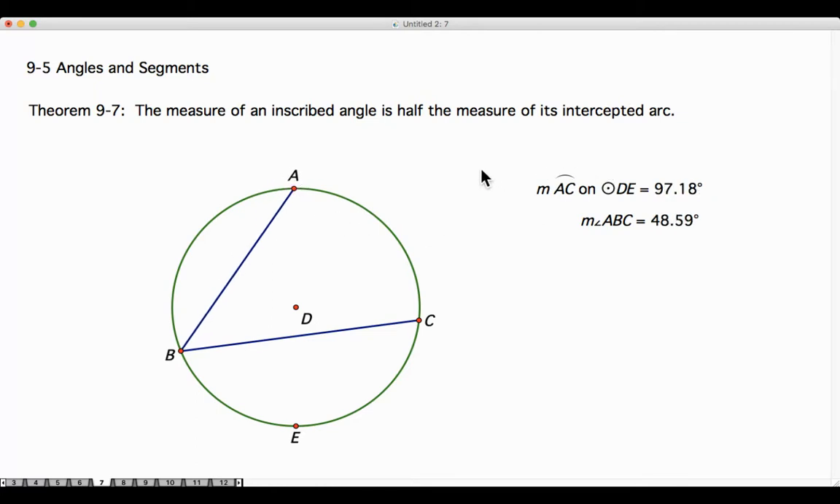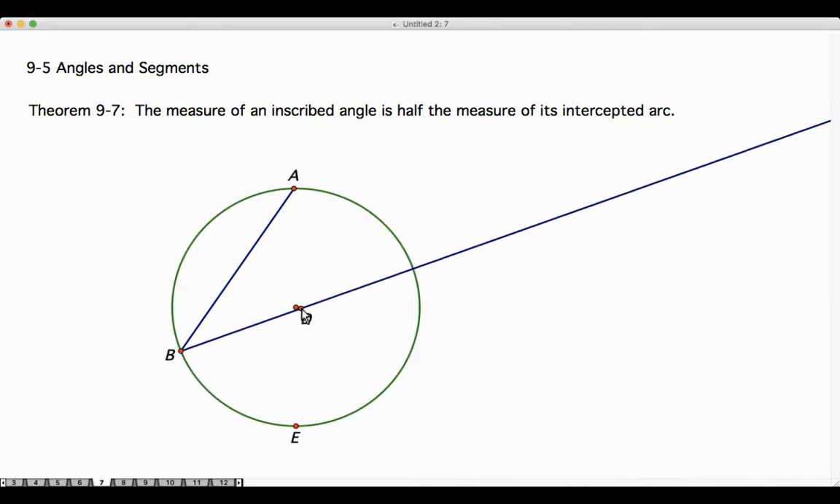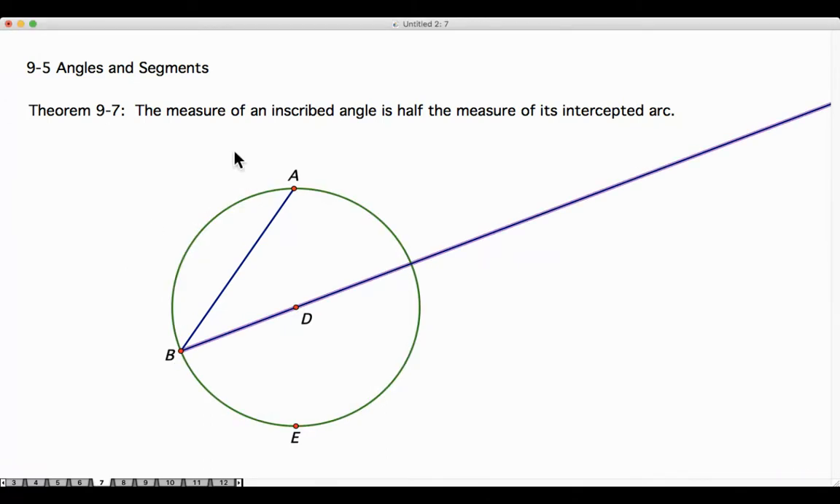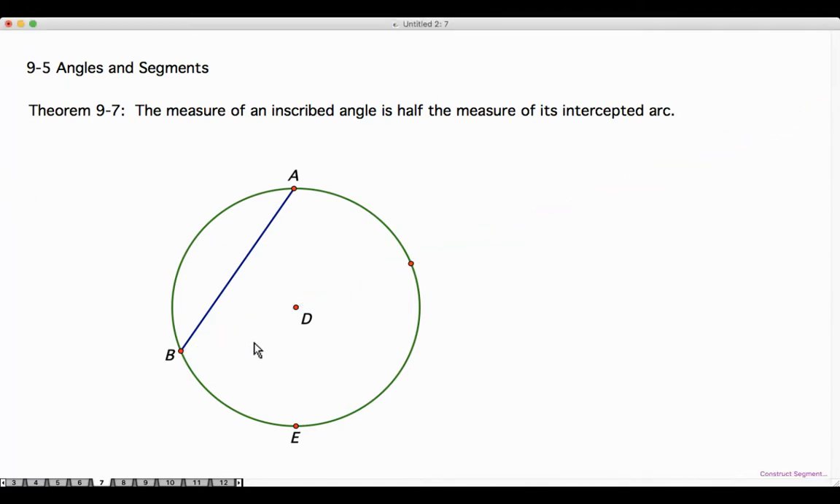Now, let's go ahead and prove the easiest case of this. I'm going to go ahead and make this chord a diameter. And this doesn't take care of the full proof here, but it gets you the idea behind it. Maybe we can think about the other cases.